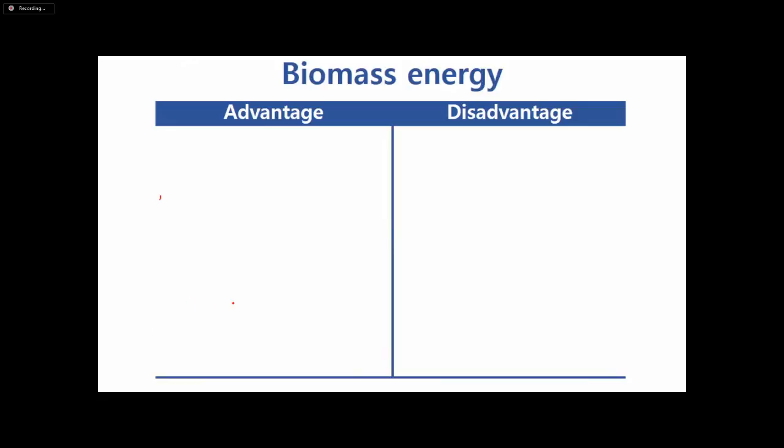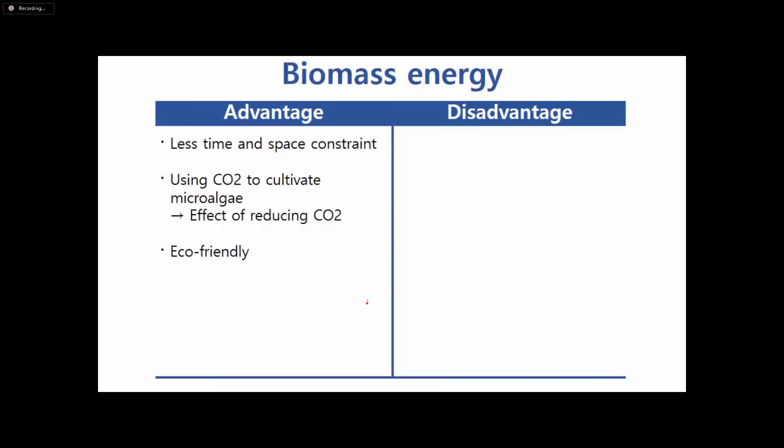It has less time and space constraint than solar energy. And when using biomass energy, there is the effect of reducing CO2 because of using short-cycle crops to cultivate it, and it is eco-friendly. The disadvantage is that development has not progressed enough, so high cost and low efficiency.